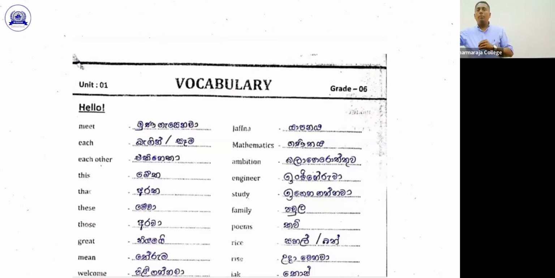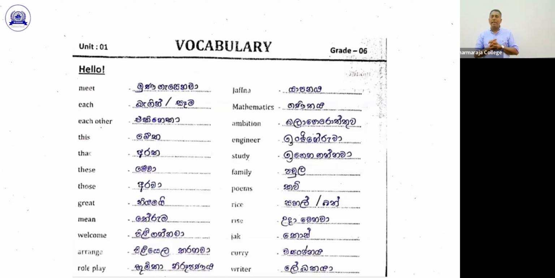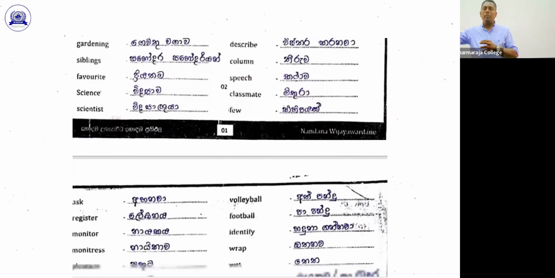Dictation from the unit 1. Unit 1. Hello. Vocabulary. Now you have to practice the words as dictation. One column for one week. There are four columns. Two columns and two columns.